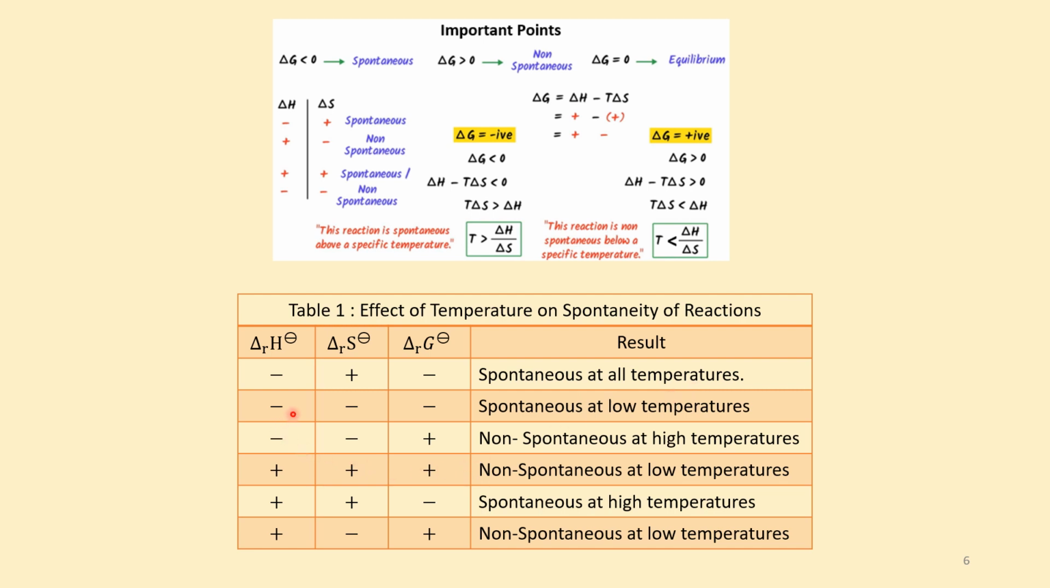If delta rH and delta rS are negative, and delta rG is negative, then spontaneous at low temperature. If delta rH is negative and delta rS is negative and delta rG is positive, non-spontaneous at higher temperatures. If all three standard values are positive, then non-spontaneous at low temperatures. If delta rH is positive, delta rS is positive and delta rG is negative, it is spontaneous at high temperatures. If delta rH standard is positive, delta rS standard negative and standard delta rG is positive, non-spontaneous at low temperature.